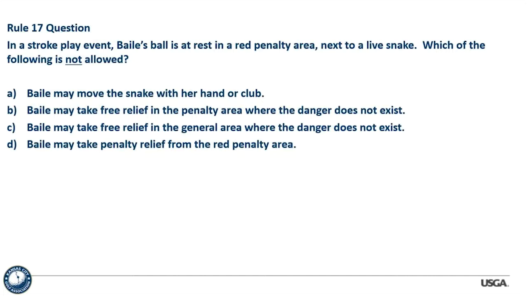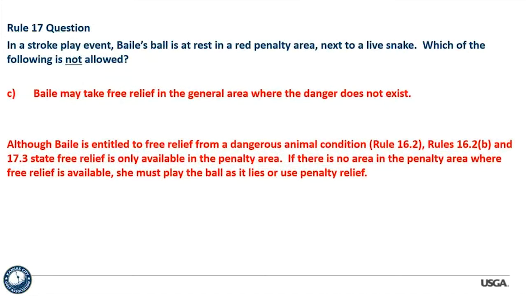First of all, A, may Bailey move the snake with her hand or her club? B, Bailey may take free relief in the penalty area where the danger does not exist. C, Bailey may take free relief in the general area where the danger does not exist. Or D, Bailey may take penalty relief from the red penalty area. So as you go over these options, what can she not do? There's only one option that she cannot do, and that's take the free relief in the general area. So those other options that she can do are fine.